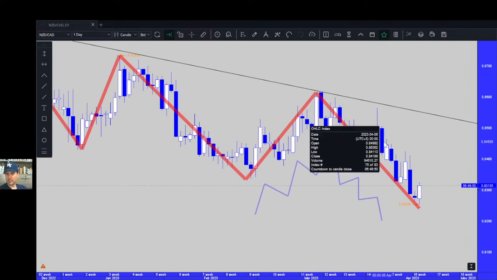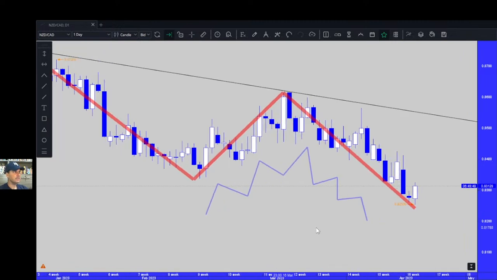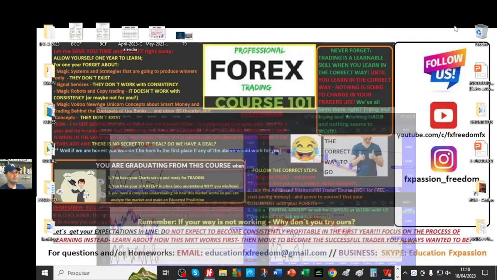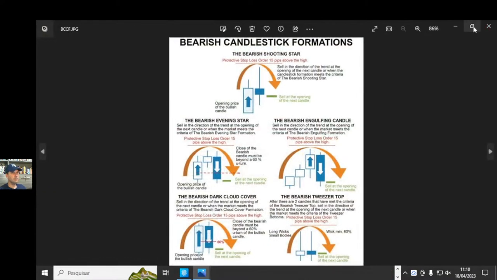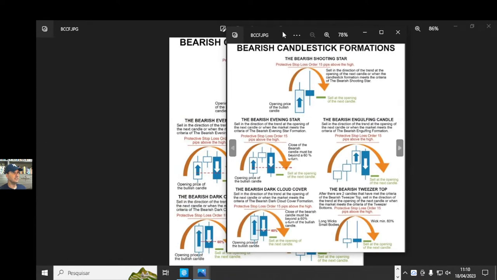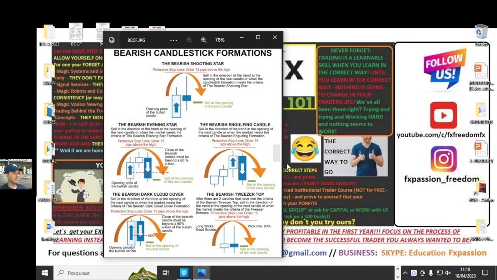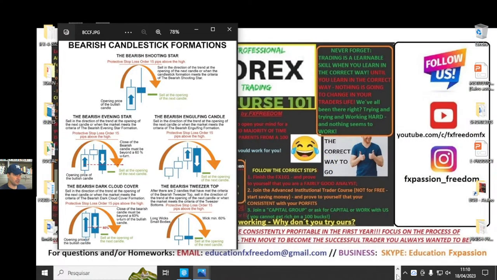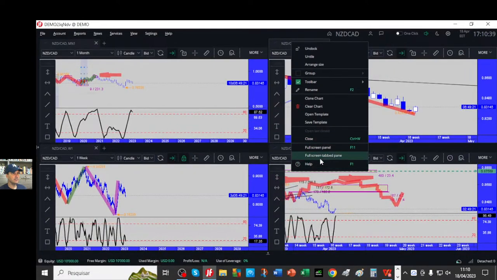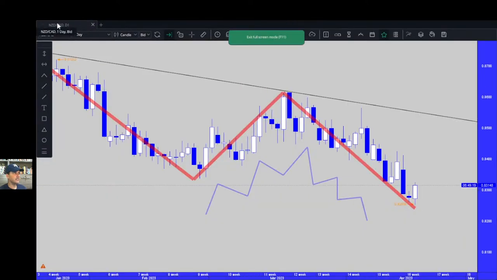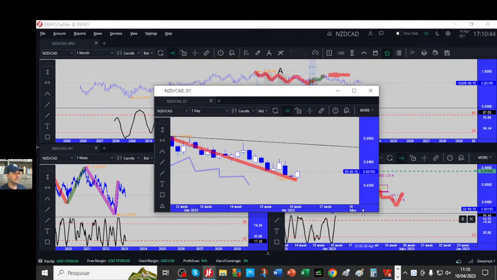All right, bearish candlestick formation in a downtrend. Everybody, NZD CAD daily chart, long or short right now? How are we going to make pips and money out of the bearish candlestick formations? One more time, this is from Google. This picture is not mine. I did not invent it, but I'm using it, and there you go, everybody.